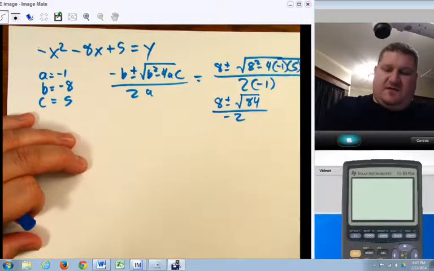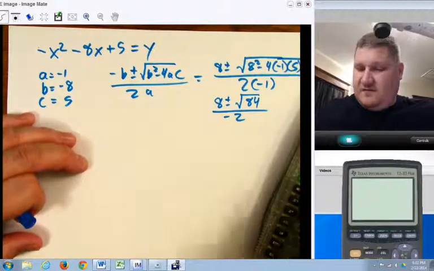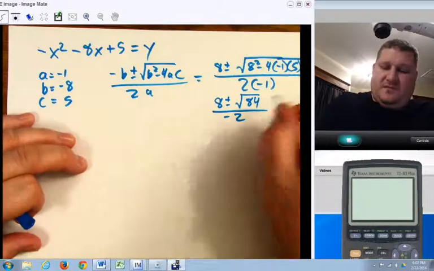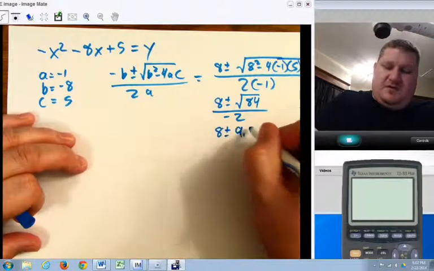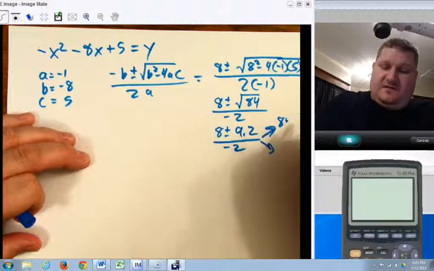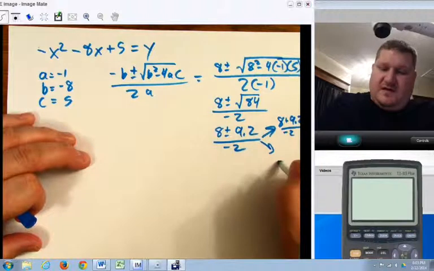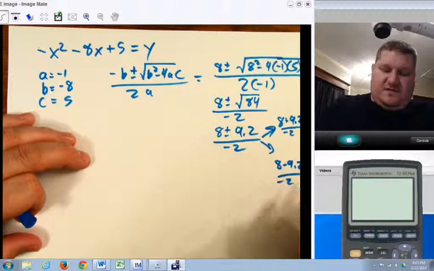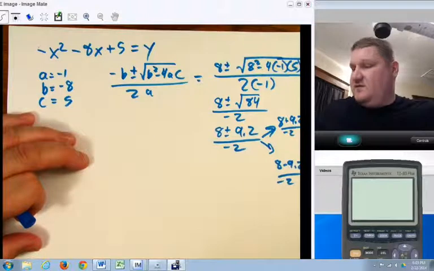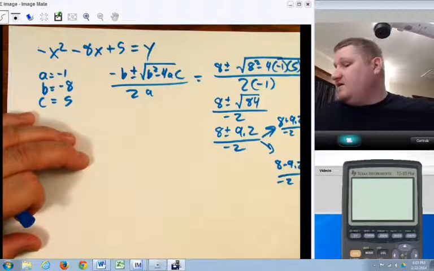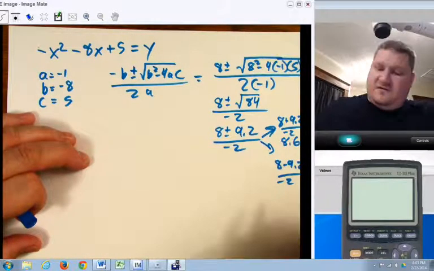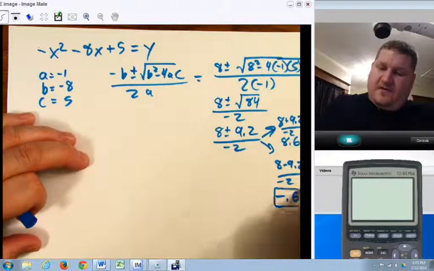Now, square root of 84 is going to be about 9 point something. So second, square root 84, 9.2. So I have 8 plus or minus 9.2 all over -2. And I have 8 plus 9.2 all over -2. 8 minus 9.2 all over -2. And so that's going to be 17.2. 17.2 divided by 2. Answer is 8.6. And I get -1.2 divided by -2 is -0.6. Those are the two zeros.